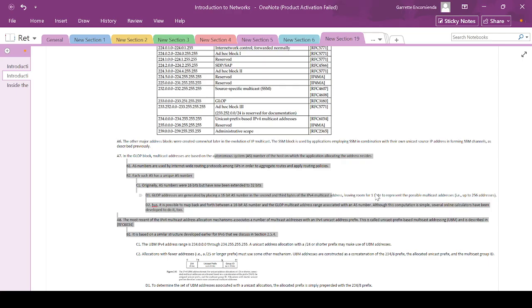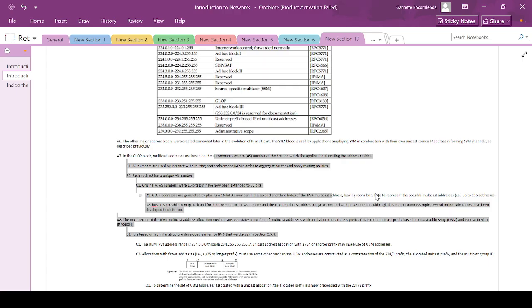So for example, you have an application that allocates an address. This recent evolution that applies multicast address is actually being used by internet-wide routing protocols, because it is used to automatically assign multicast addresses among ISPs in order to aggregate routes and apply routing policies. So this is how the ISPs aggregate and apply routing policies through these AS numbers.